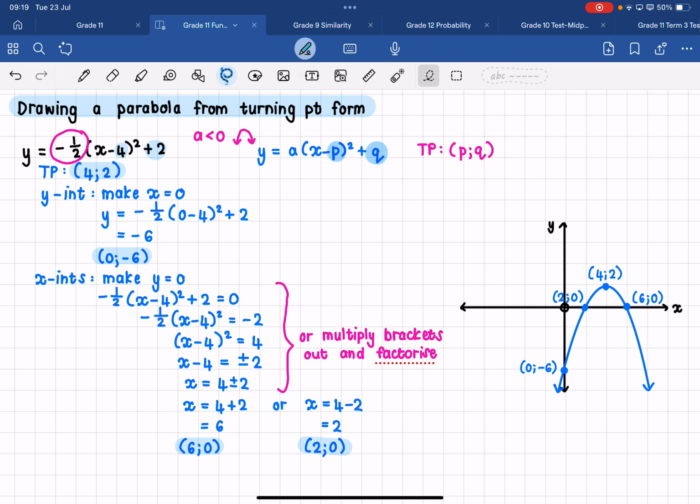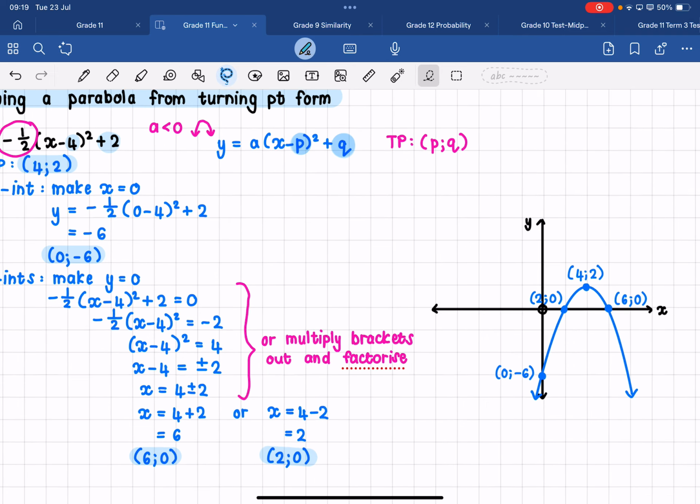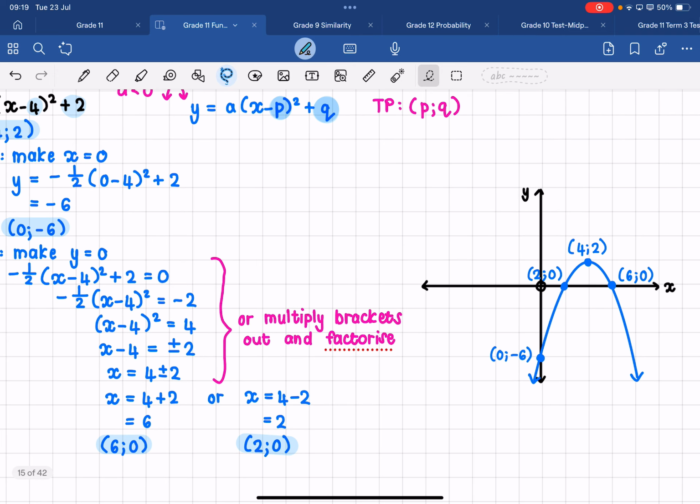Okay, I'm going to show you mine. If you're still busy, that's fine. But that is what my graph looks like. So you can see it's a downwards facing parabola. So it's going down. You have your turning point, your two x-intercepts, and your y-intercept.